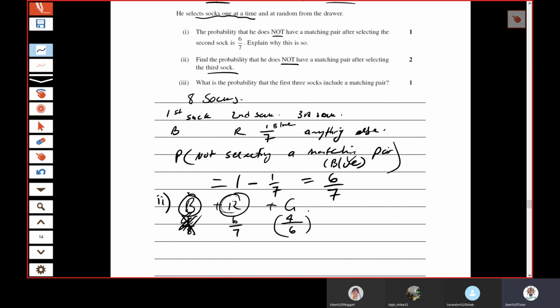But now he's picked this color, whatever it is, it's red. So how many socks are left? Well, there'll be 6 socks left altogether. The 2 socks are either blue or red, and there's 4 socks that will be anything else, green and yellow, let's say. So the probability of him still not having a matching pair after selecting the third sock is 2/3, 4 out of 6.